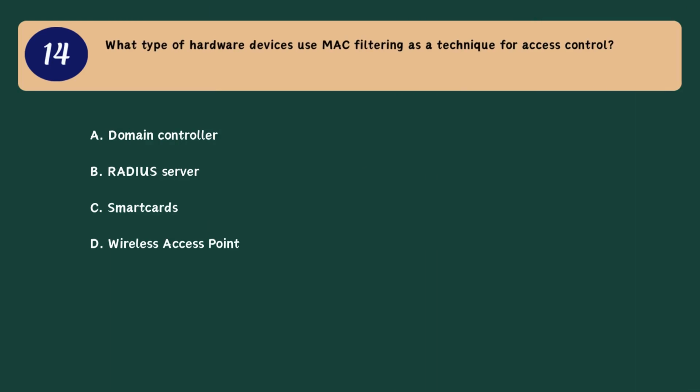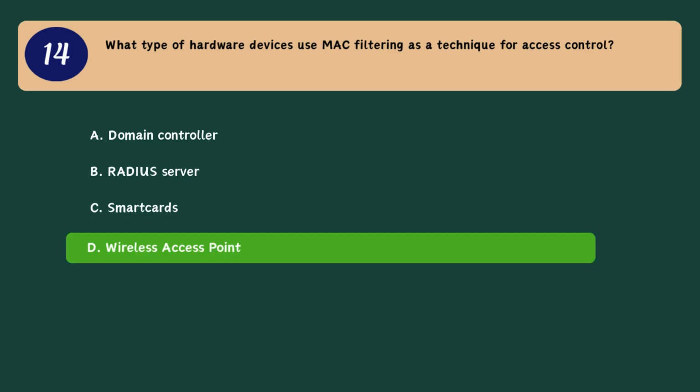Question 14. What type of hardware devices use MAC filtering as a technique for access control? A. Domain controller. B. Radius server. C. Smart cards. D. Wireless access point. Correct answer. D. Wireless access point.